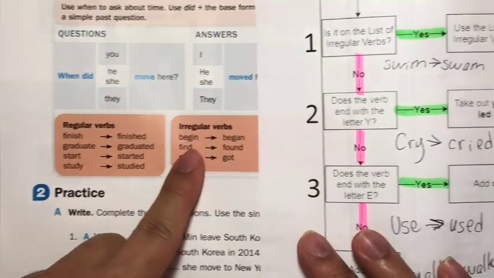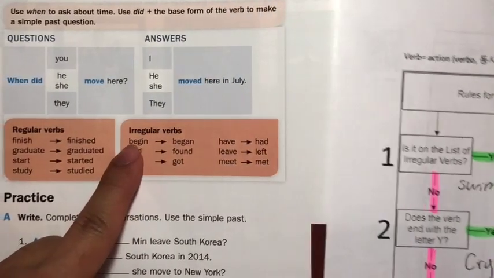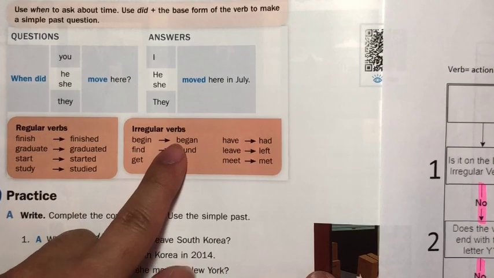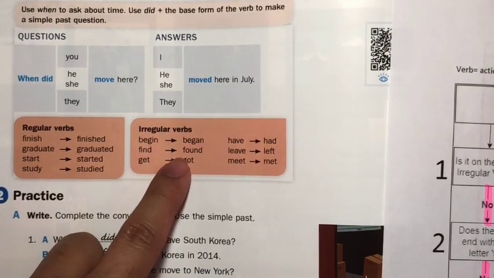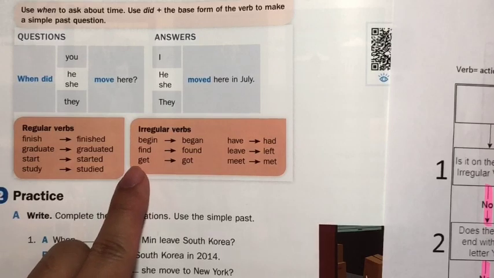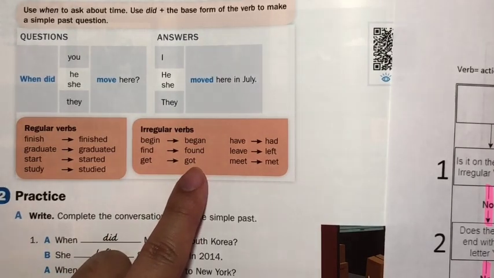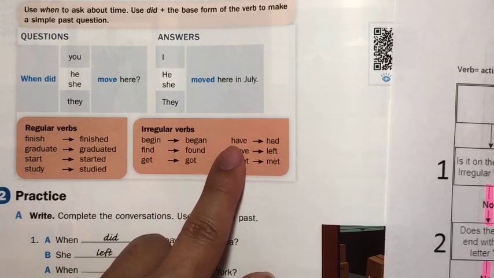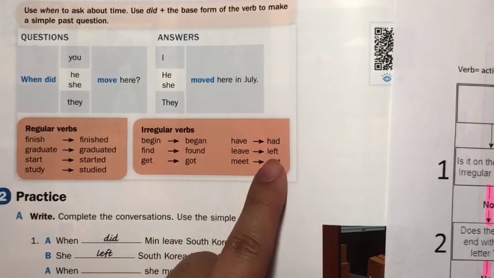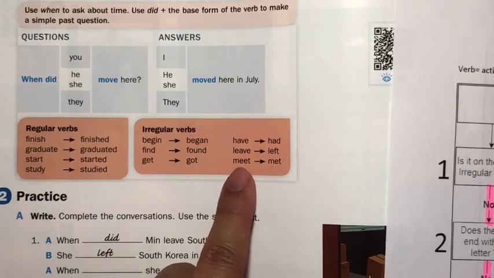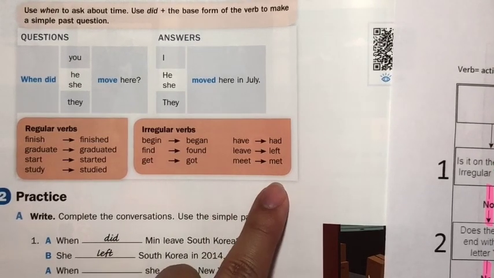Now we have irregular verbs. Begin is began. Find, found. Get, got. Have, had. Leave, left. Meet, met.